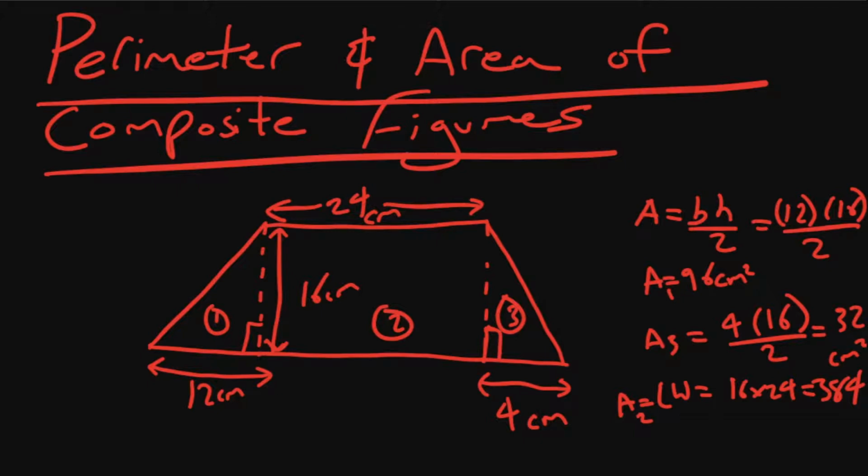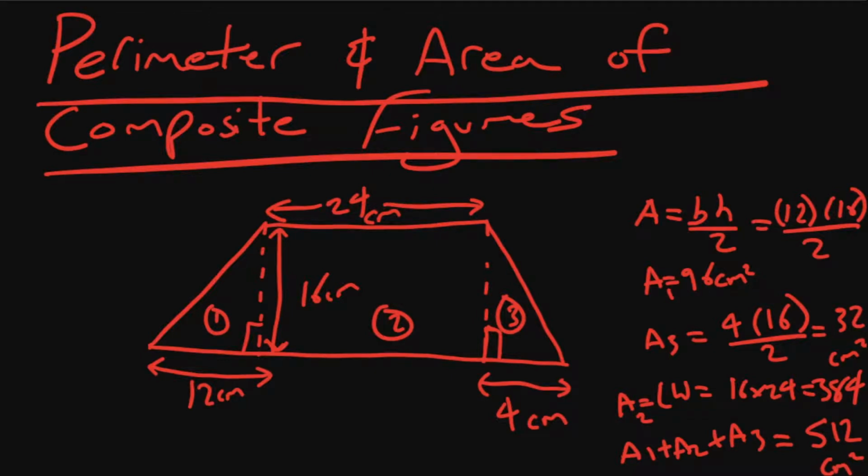Okay, so we have that, and now we just add A1 plus A2 plus A3, and we have 384 plus 96 plus 32, and we get a total of 512. Don't forget the units.